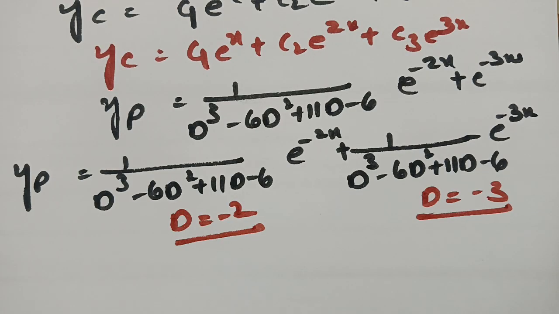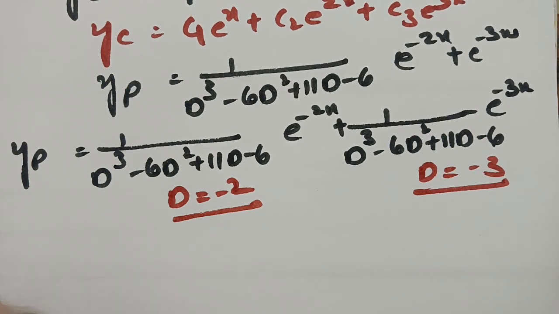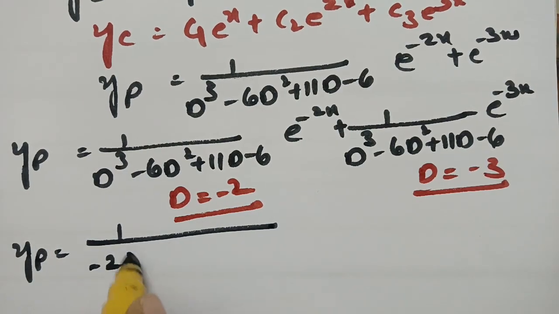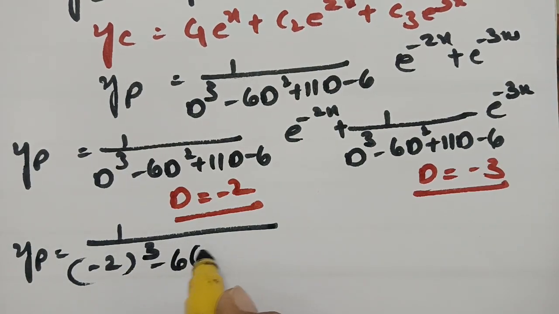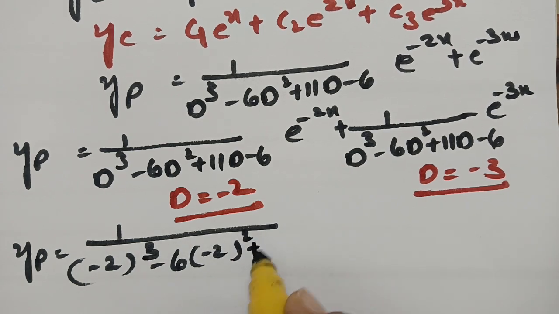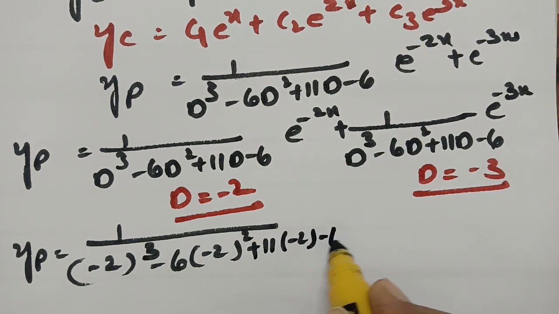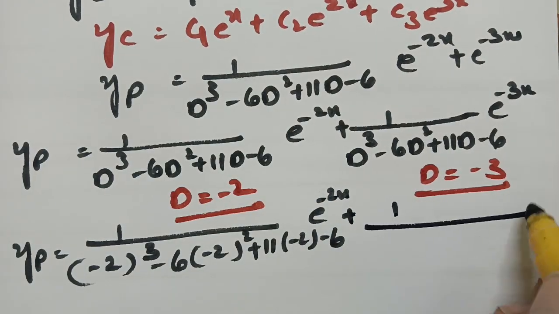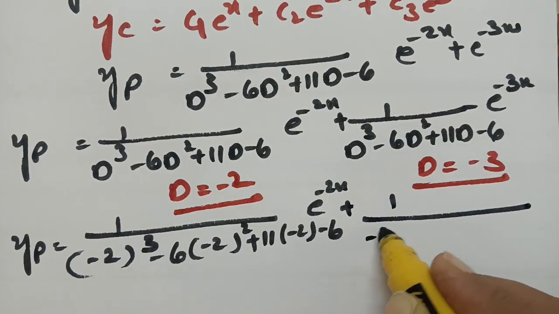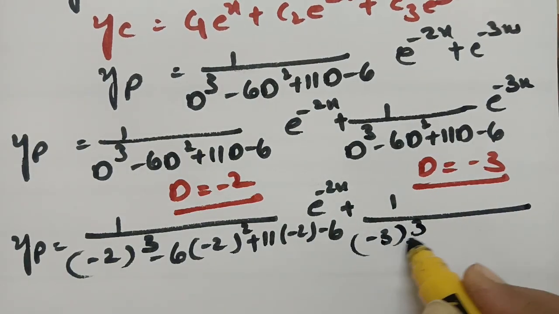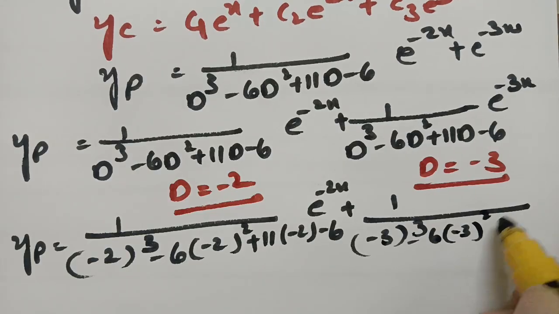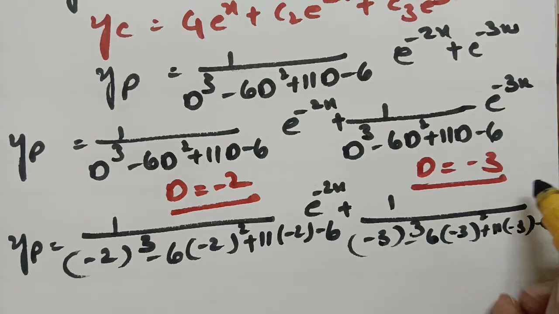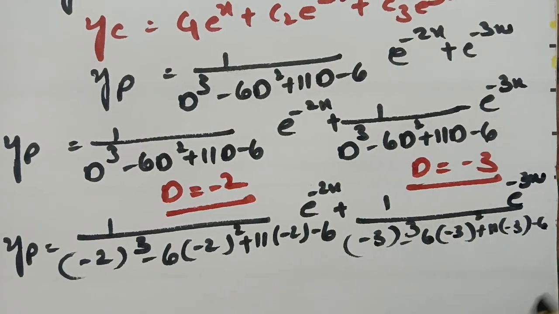So here simply we have to substitute minus 2 in place of d. So this is going to become minus 2 whole cube minus 6 into minus 2 whole square plus 11 into minus 2 minus 6, into e power minus 2x, plus, in place of d we keep minus 3 here. So this is minus 3 whole cube minus 6 into minus 3 whole square plus 11 into minus 3 minus 6, into e power minus 3x. Clear?